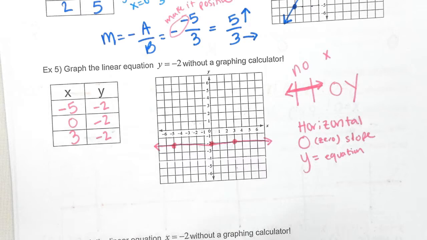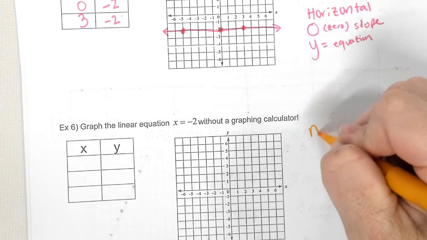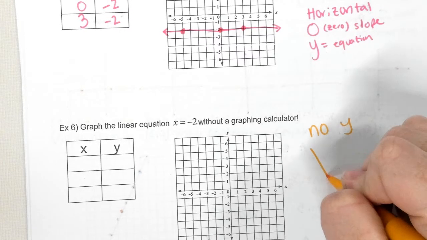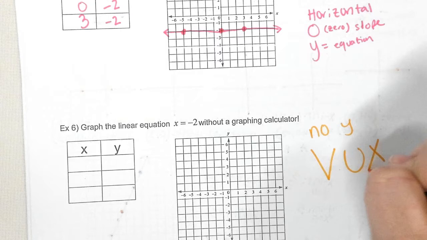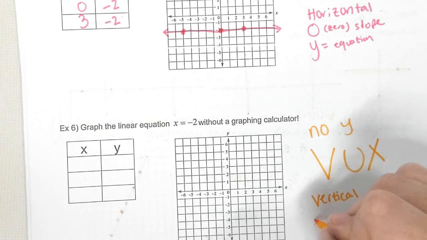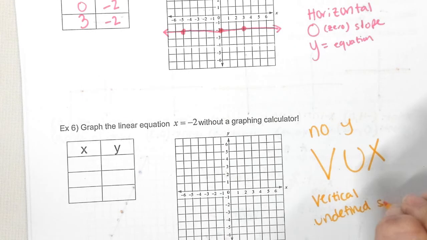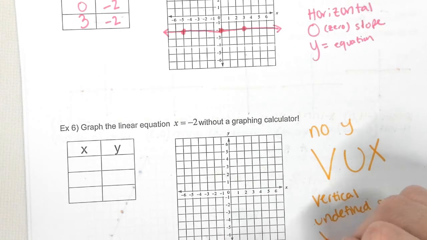Okay, last one. How do I know this one's a special case? It's just x, there's no y. So we call this Vux: vertical, undefined slope, x equals equation.